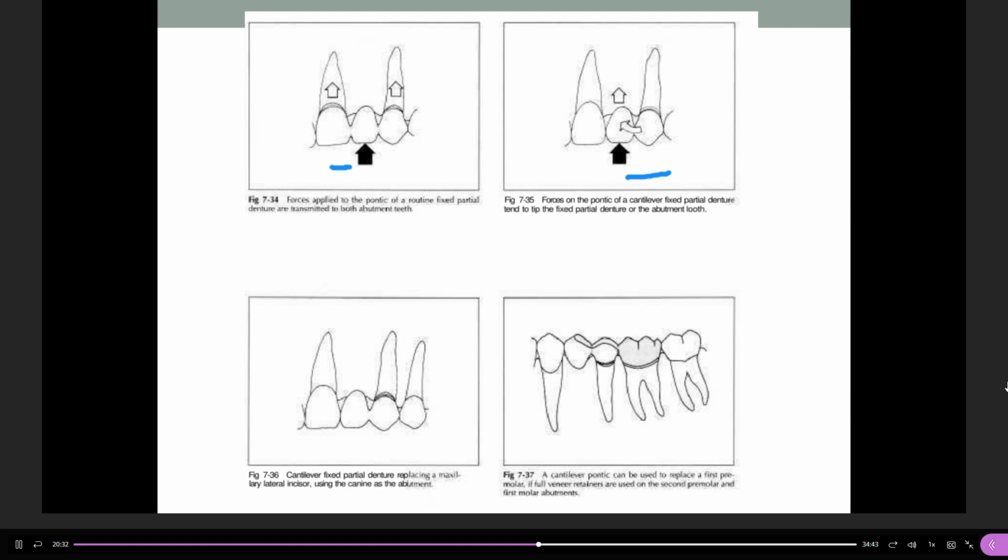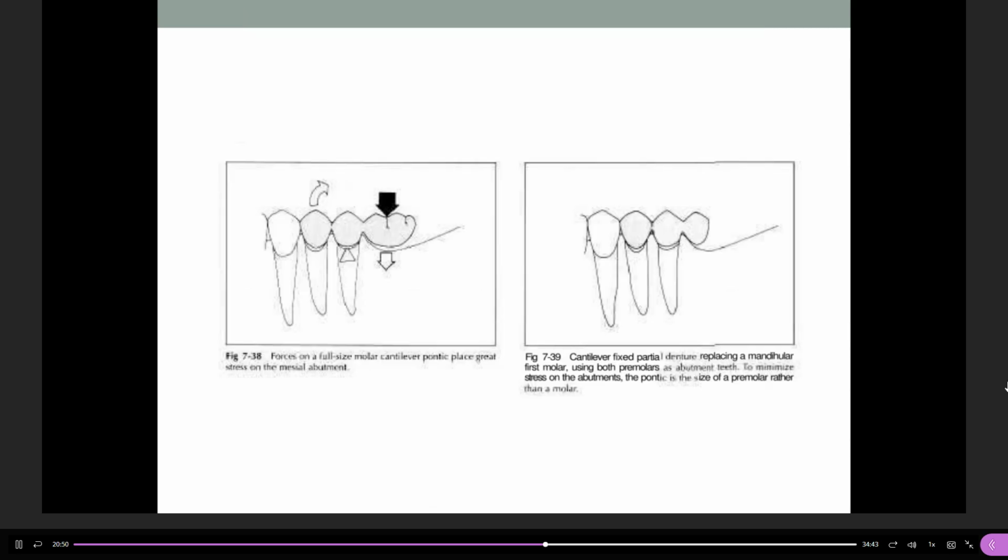Also given for a mandibular or maxillary first premolar if the molar requires a crown for some reason. So there will be two abutments, the first molar and the second premolar, and the first premolar will be a cantilever. Also can be given in situations where the opposing is a complete denture, and the first molar is missing. So it can be minimally placed. You don't place a very large posterior cantilever. You can give a premolar-shaped cantilever fixed prosthesis for a missing first molar, provided the upper occlusion is a partial denture or a complete denture.